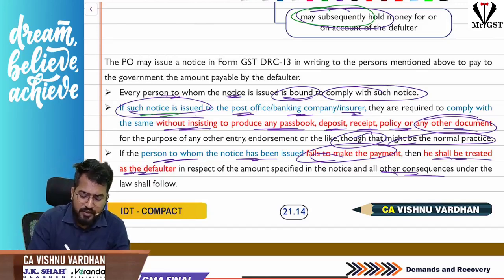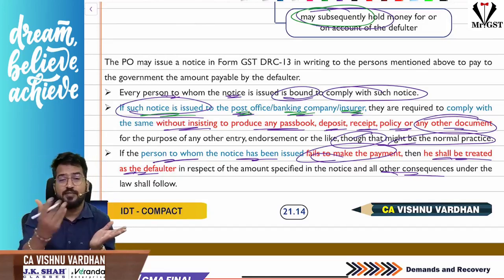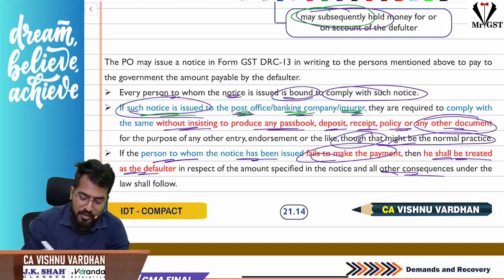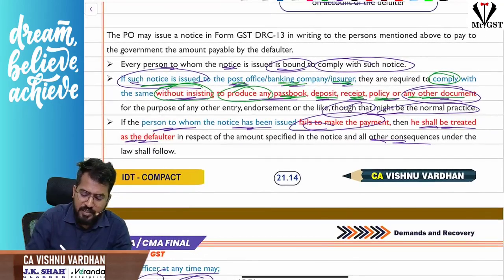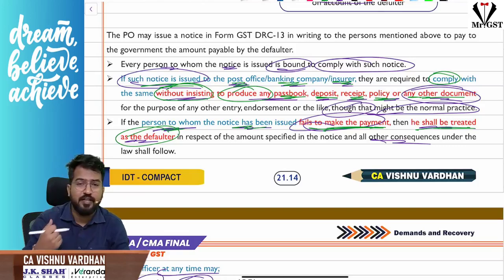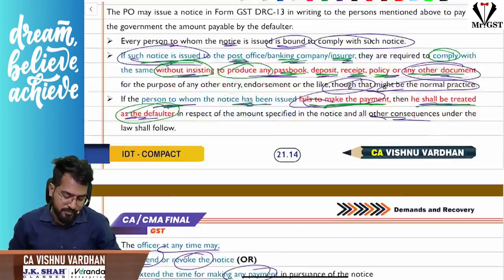Okay, so if such notice is issued to the post office or banking company or insurance company, they should not say that the receipt is not there, bank receipt is not there, passbook is not there, like that formalities and all you should not talk. They should comply with this without insisting to produce any passbook, deposit receipt or policy or any other documents. Next, if the person to whom the notice has been issued fails to make that payment to the department, he shall be treated as the defaulter. So without giving the amount to the department, if you are paying it to the defaulter, automatically you will become the defaulter.